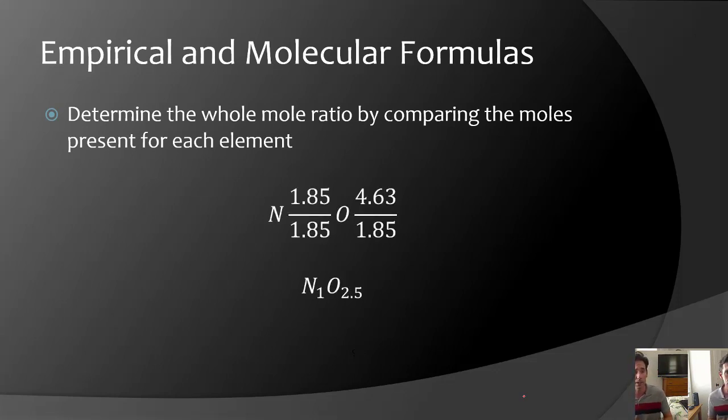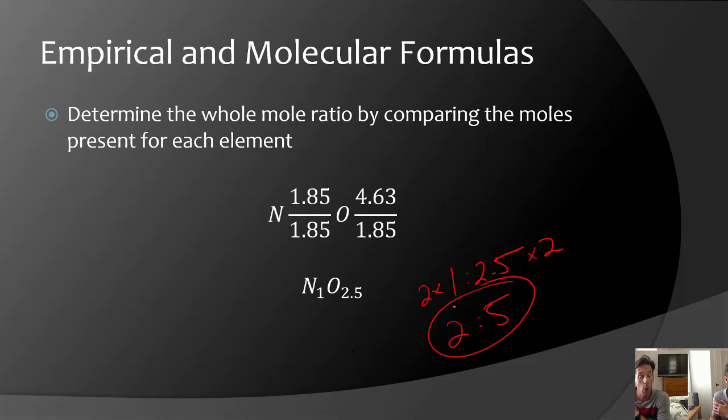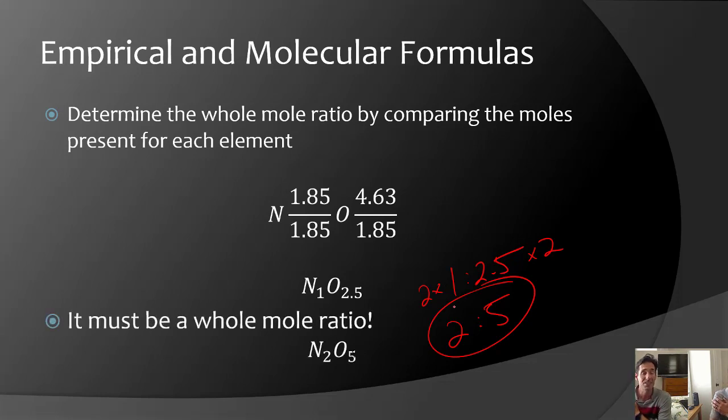So when I do compare and I take the 1.85 divided by the 1.85 and the 4.63 divided by the 1.85, N automatically becomes a subscript of 1. But you'll notice that the oxygen becomes a subscript of 2.5. That's still not a whole number, but could we make this into a whole number? A ratio of 1 to 2.5 is, well, how can we get rid of the half? If you said multiply both of these by a value of 2, then you are correct. We now end up with a whole number, and we end up with the formula as N2O5. That's how we do empirical formulas.